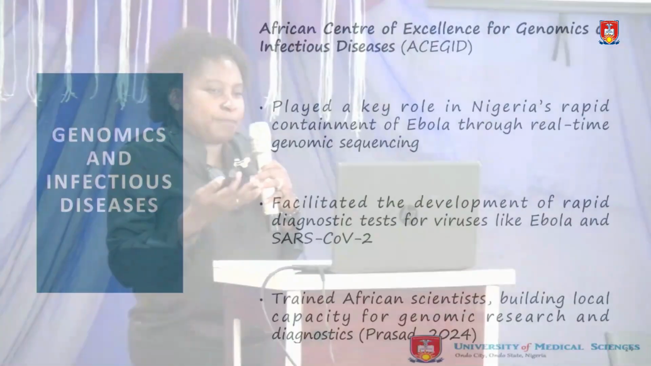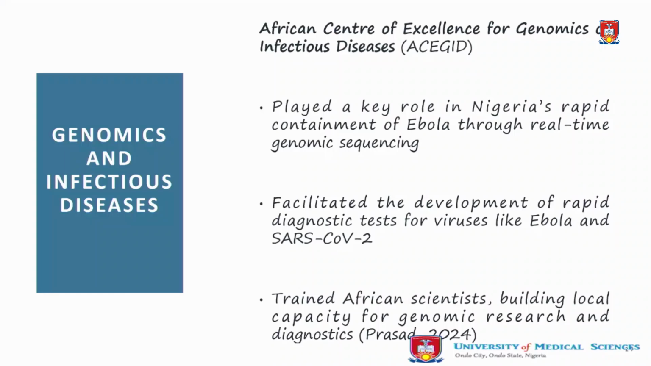There's an example of a center, the ACEGID, the African Center of Excellence. Started from somewhere. Today, they played a key role in the Ebola, even in the COVID-19. And even with a lot of collaboration, they were able to have rapid diagnostic tests that were developed. Even in NIMR, they developed a rapid diagnostic kit for COVID. So there are so many things we can do. We can work with people that have experience, we can learn from them, and we can do the little that we have. Our data is so important.